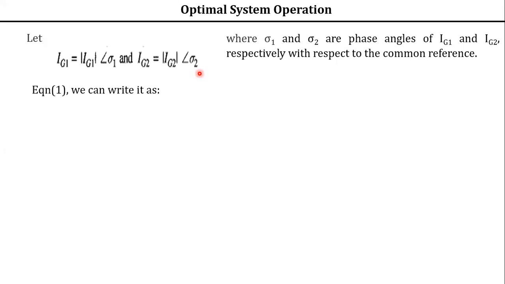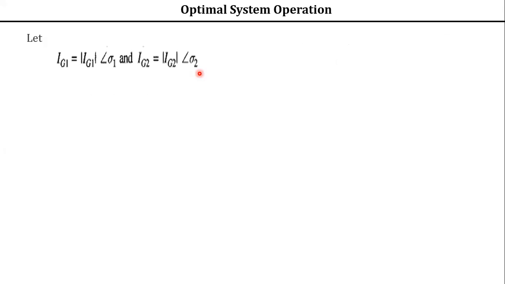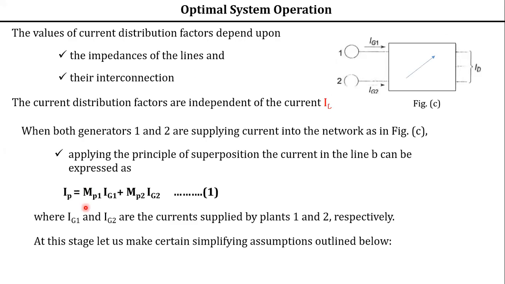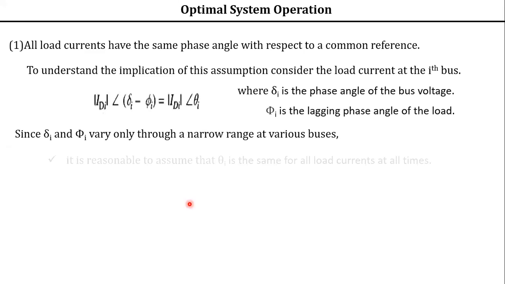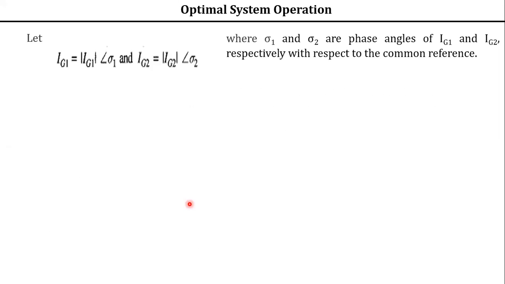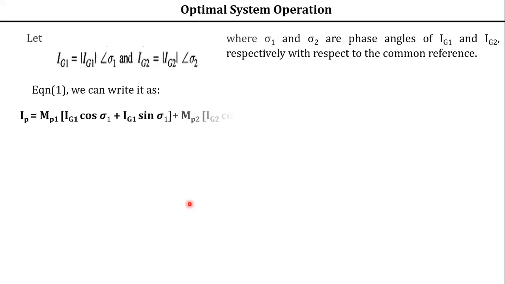Now equation 1, what is equation 1? Let me show you that one. This is equation 1. Ip is equal to mp1 Ig1 plus mp2 Ig2. So this equation can be written as, now equation 1, I am going to write it here like this. Hope you understood this one.